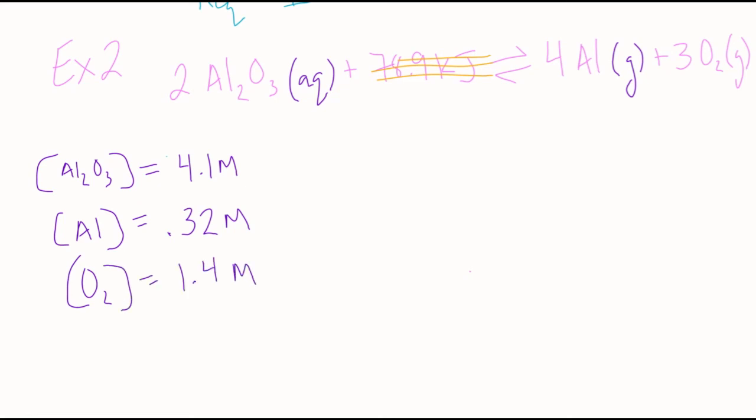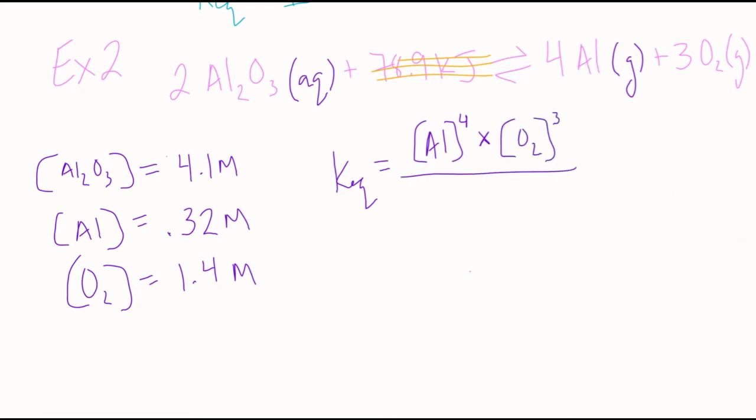All right, so at this time, if you want to pause and try it out, if not, just keep watching and I will show you how to set it up. So we're going to put the concentration of aluminum to the fourth power multiplied by the concentration of oxygen to the third power. Those are our products over the reactants, which is aluminum oxide to the second power. Okay, so that is just our setup.